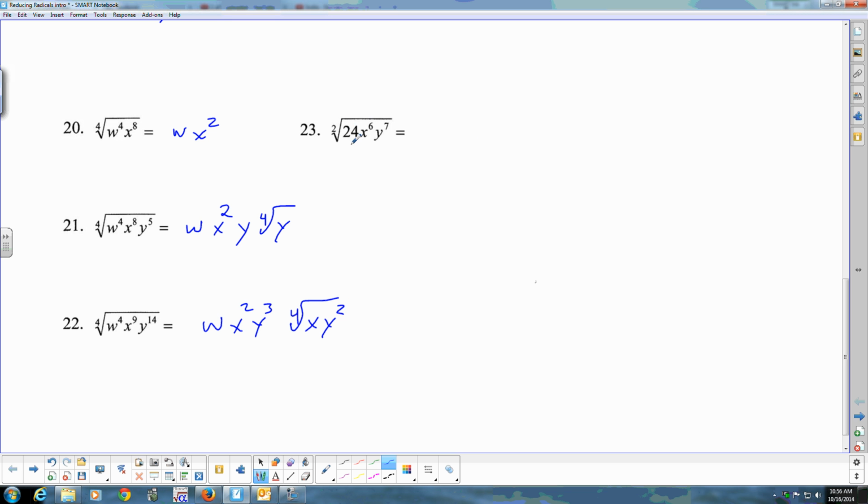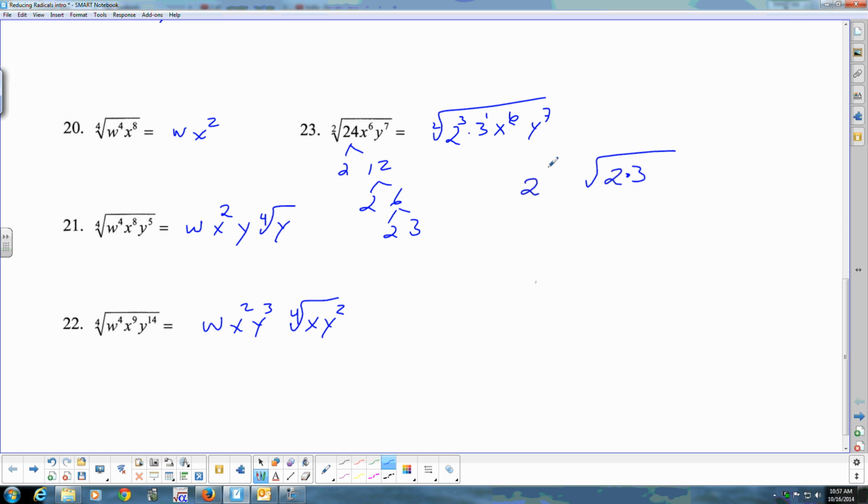Okay, it's back to square roots. Remember, you got to prime factor these: 2 and 12, 2 and 6, 2 and 3. So this becomes the square root. Remember, this 2 is optional when it's a square root. 2 cubed, 2 times 3, x to the 6th, y to the 7th. And it's a square root. 2 goes into 3 once, with 1 left over. This exponent on the 3 isn't big enough, so it has to stay put, and that's multiplication.